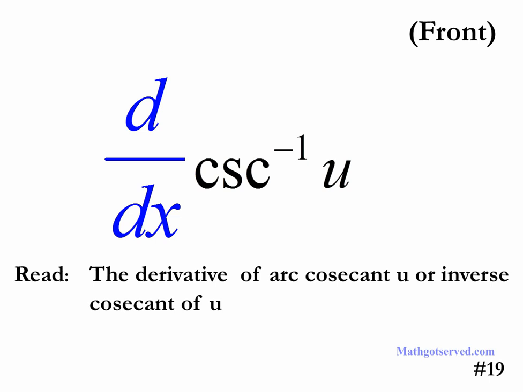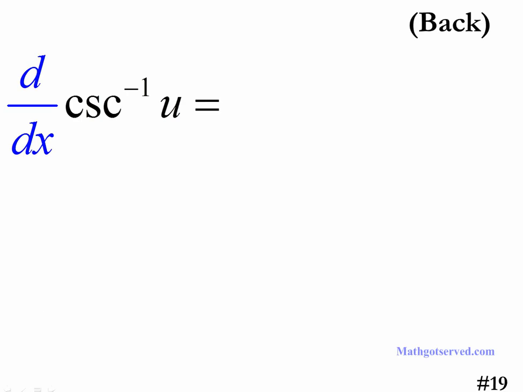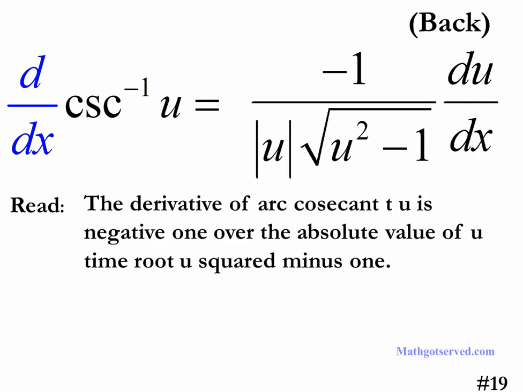Next formula. Read: the derivative of the arccosecant, or the inverse cosecant, of u. This is formula number 19. So the derivative of the arccosecant, or inverse cosecant, of u is negative 1 over the absolute value of u times the square root of u squared minus 1, du dx, a consequence of the application of the chain rule.